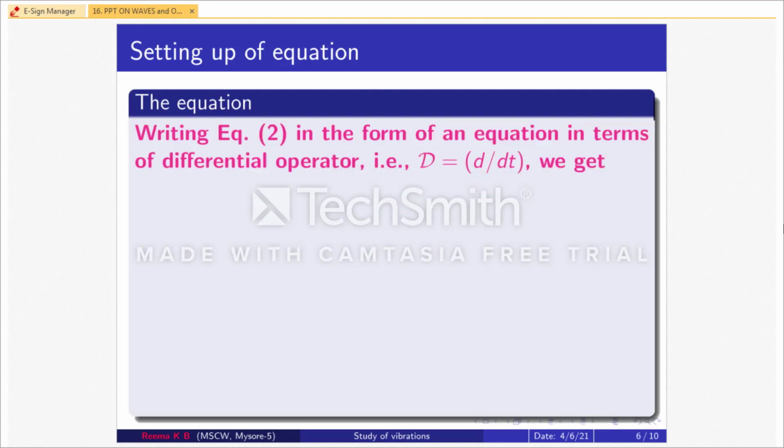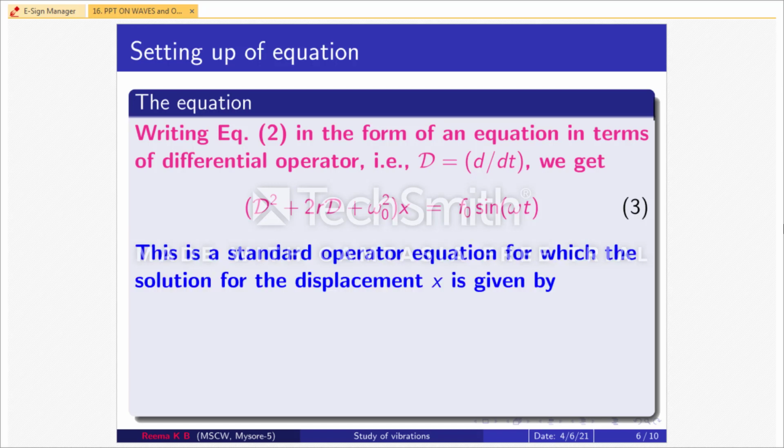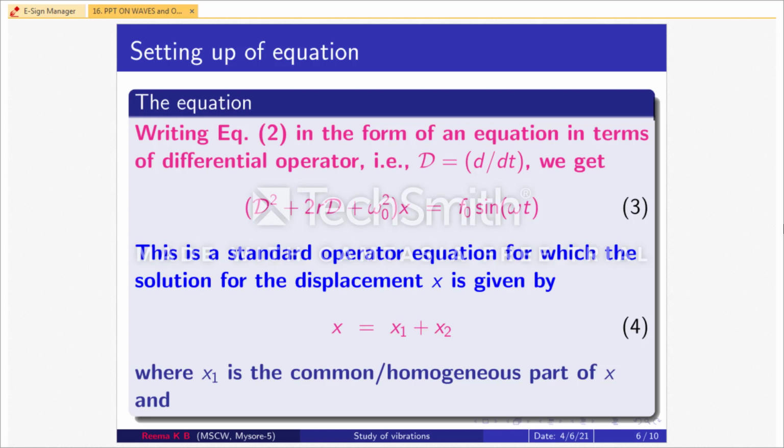Writing equation 2 in terms of the differential operator, that is D = d/dt, we get (D² + 2rD + ω0²)x = f0 sin(ωt). Let's consider this as equation 3. This is a standard operator equation for which the solution for the displacement x is given by x = x1 + x2. Let's consider this as equation 4, where x1 is the complementary or homogeneous part of x and x2 is a particular part of x.